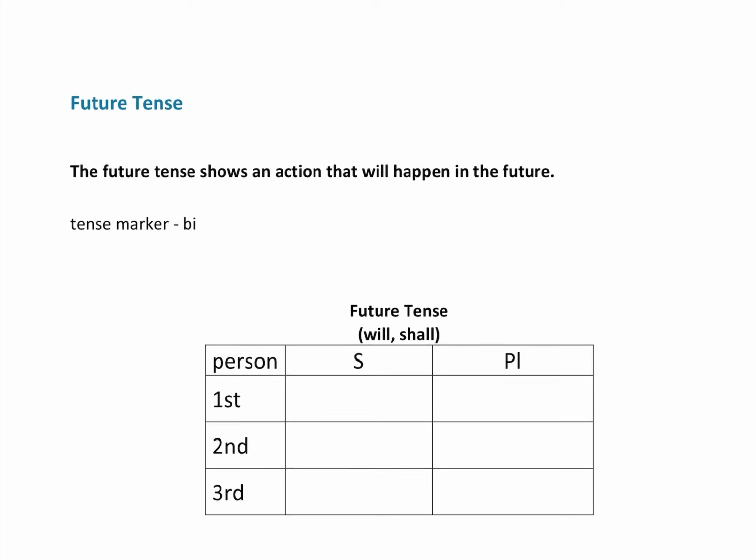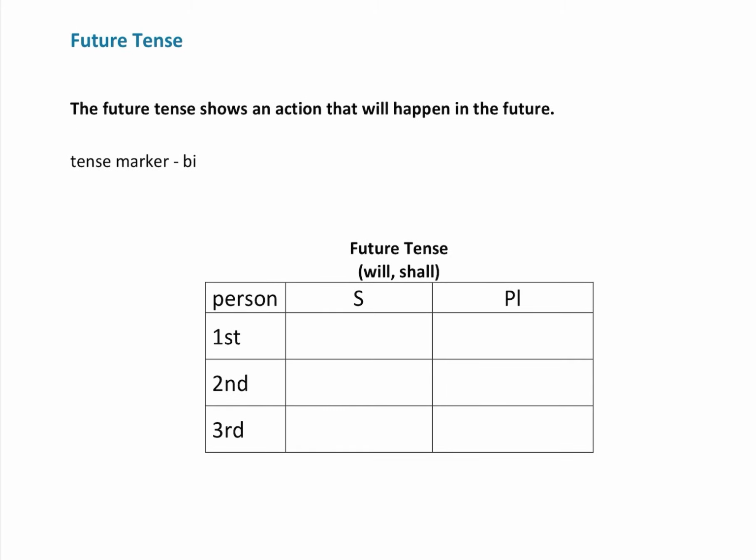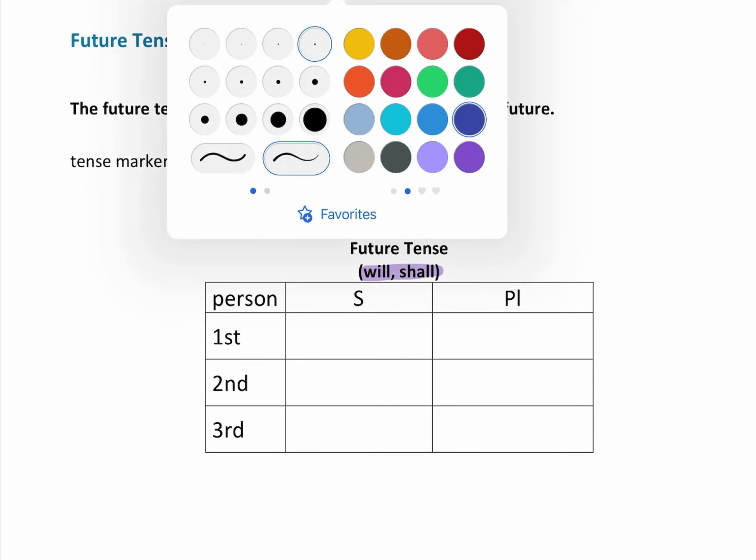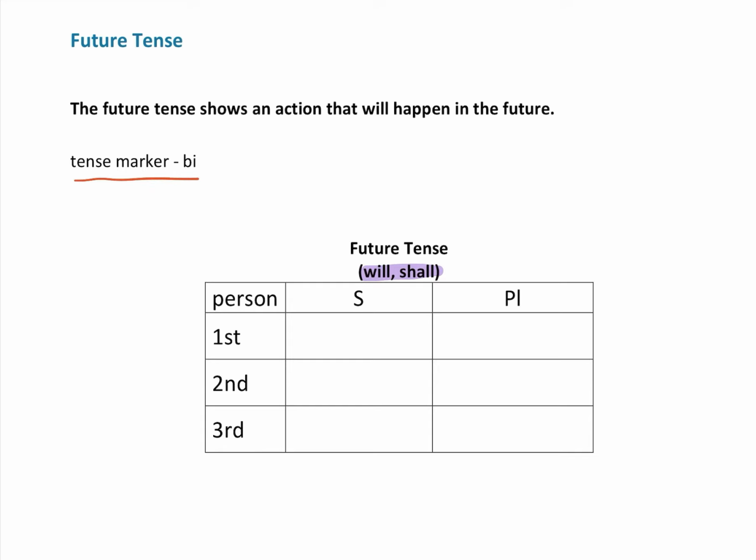Okay, future tense is next. The future tense shows an action that will happen in the future. We add the helping verb will, you can see right here, or shall, in front of the verb. And in future tense, we add the tense marker for future tense, which is BI for most of the endings.